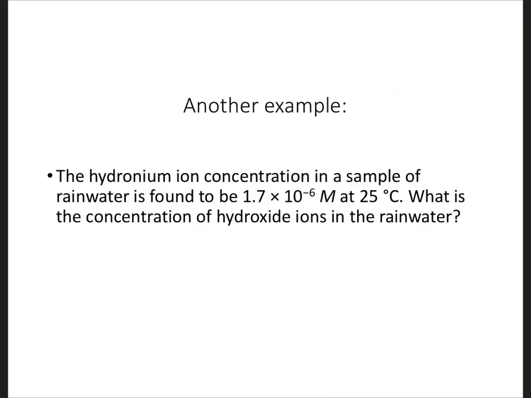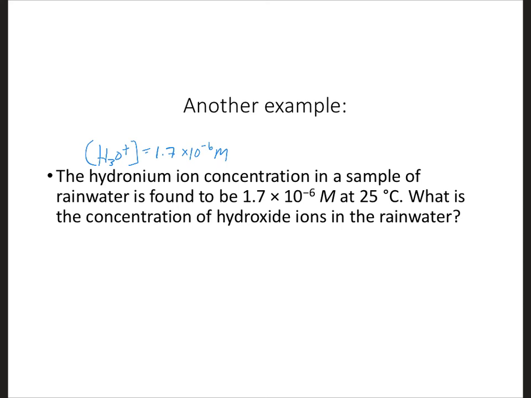Alright, so yet another example. The hydronium ion, so hydronium is going to be our H3O+. They give us that concentration, so the concentration of H3O+ is going to be 1.7 times 10 to the minus 6 molar, right? Because this is going to be a concentration. This is 25 degrees Celsius. What is the concentration of hydroxide ions in the rainwater?